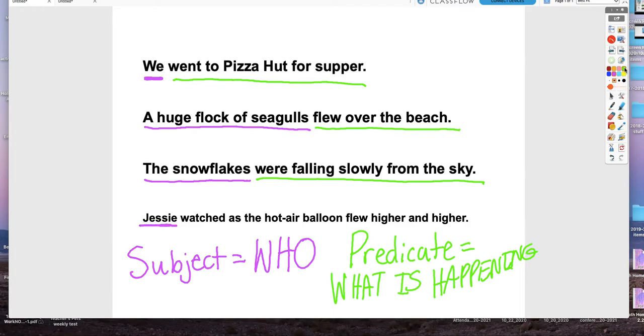Now, that means the predicate in that sentence, Jessie watched as the hot air balloon flew higher and higher, Gwen, is what? The predicate is watched the hot air balloon flew higher and higher. Yeah, all of those words. Watched as the hot air balloon flew higher and higher is the whole predicate. The hair balloon. I've never seen a hair balloon, but that would be funny. Okay? So, the subject is who. The predicate is what is happening.